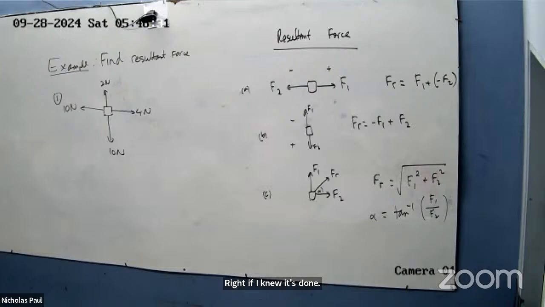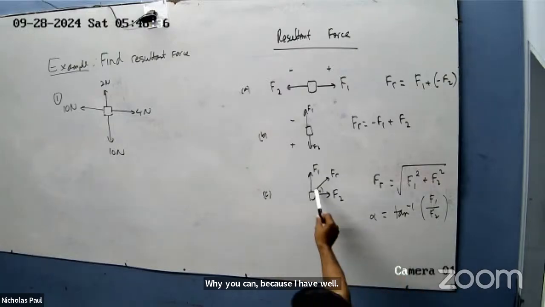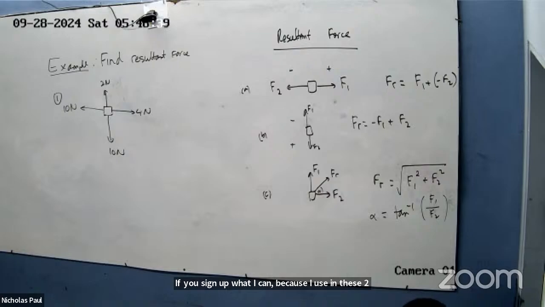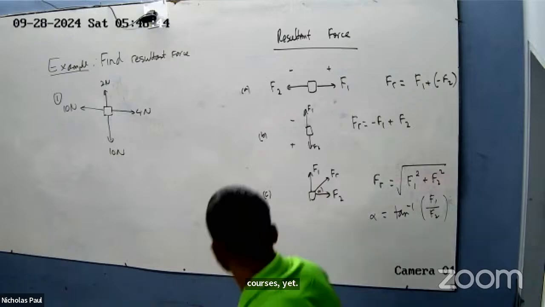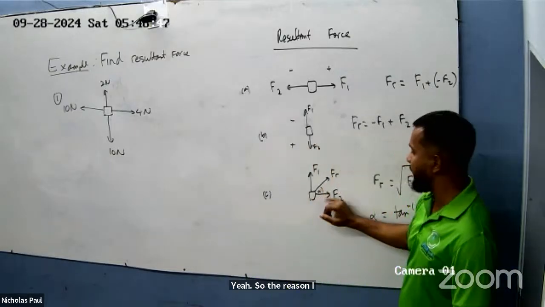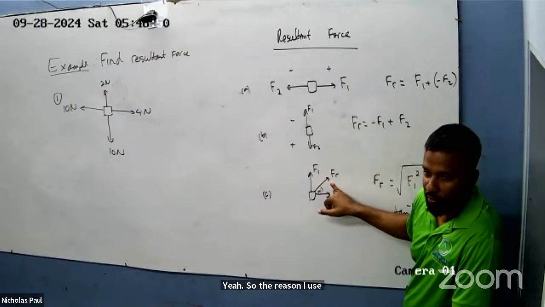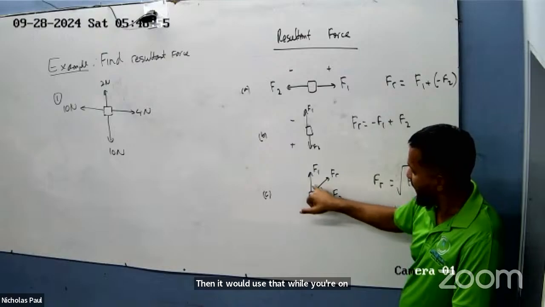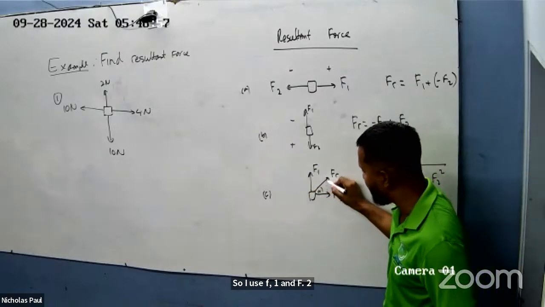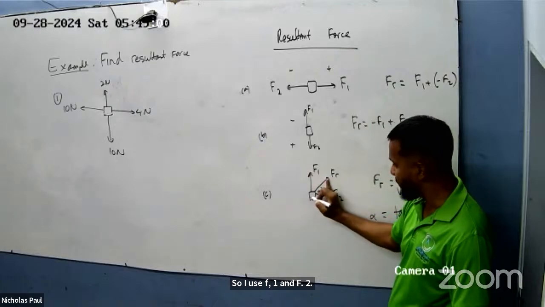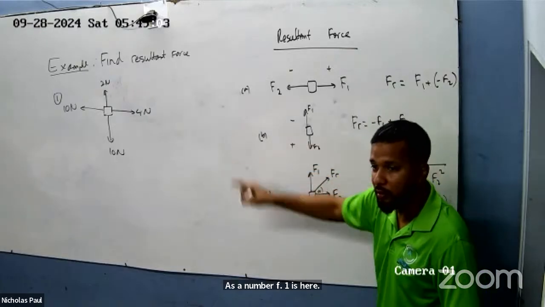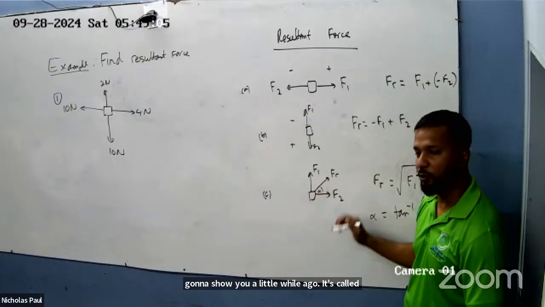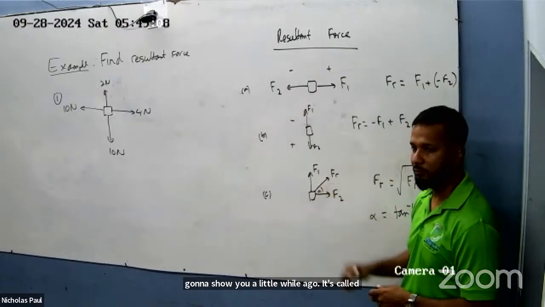Why tan? Because you can use sine too, if you want to know. But I use tan because I'm using these two forces here, F1 and F2. The reason is that, let's say you work out F wrong, then you will use that wrong value on the alpha wrong. So I use F1 and F2. Because remember, F1 is here. This F1 can also be right here. Remember the diagram I showed you a little while ago? It's called triangular forces. Those three forces form that triangle.